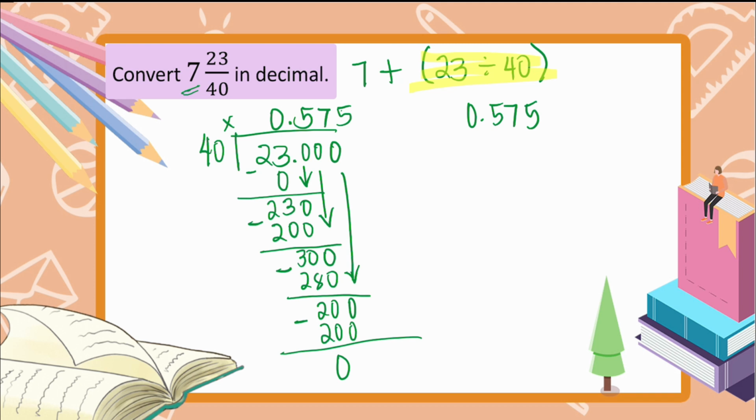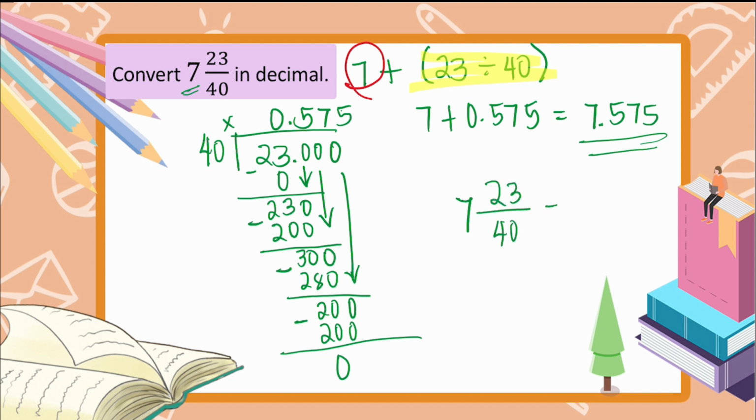Pero, dito pa lang tayo tapos kay 23 over 40. Tandaan ninyo na meron pa tayong 7 here. So, you just have to add 7 here. So, the answer is 7.575. Okay? So, 7 and 23 over 40 is equal to 7.575. Now, as you can see, yung sagot natin sa first two examples na 0.625 and 0.575.